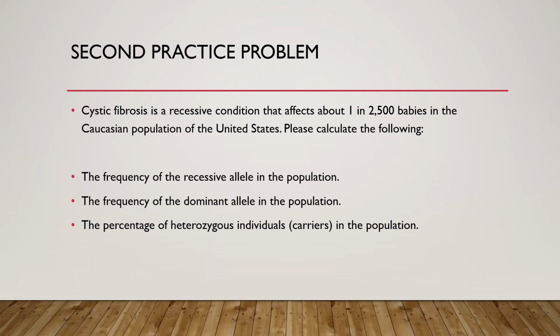Okay, so this problem is more of a real-world application of Hardy-Weinberg. So cystic fibrosis is a recessive condition that affects about 1 in 2,500 babies in the Caucasian population of the United States. Please calculate the following: the frequency of the recessive allele, frequency of the dominant allele, and the percentage of heterozygous individuals or carriers in the population.